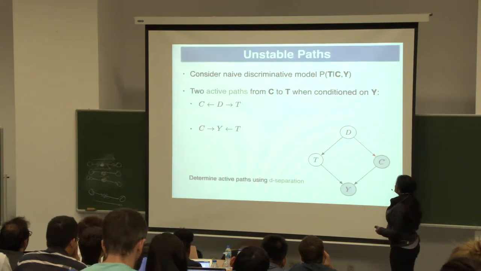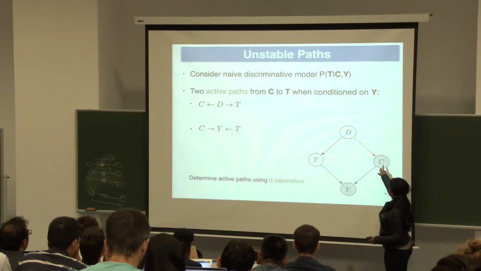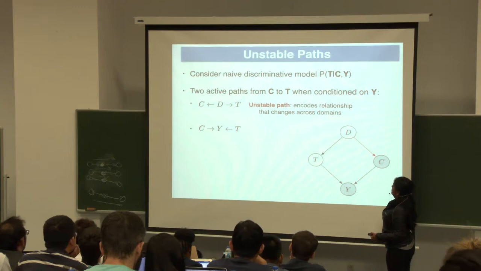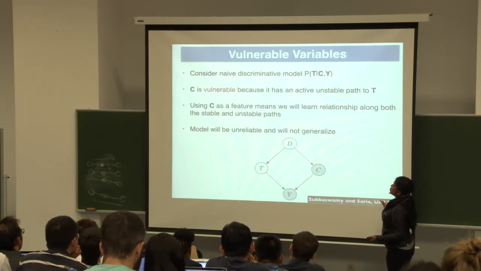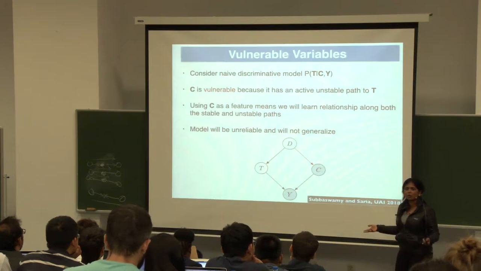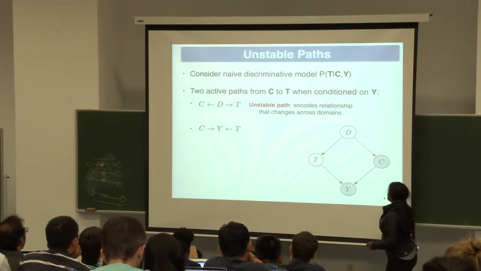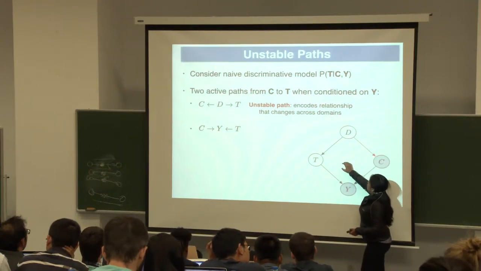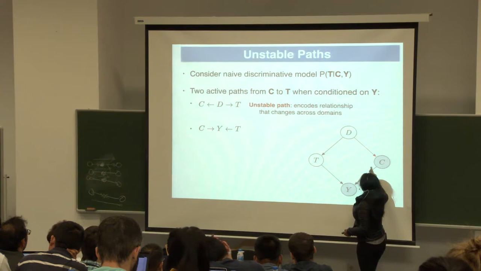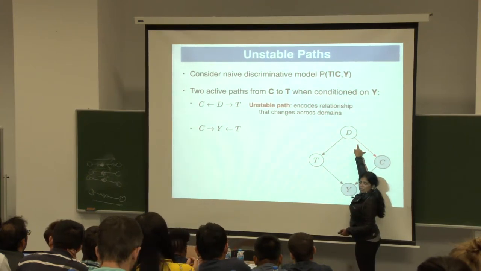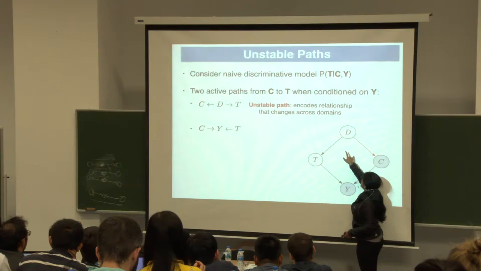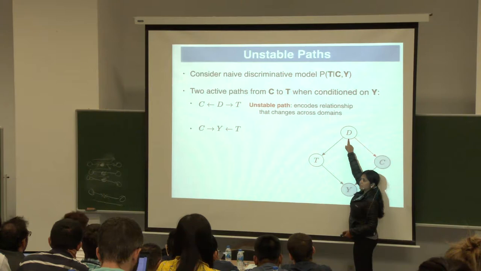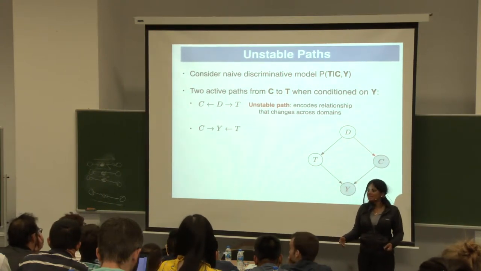So the main key idea here is that now you know how to think about this. You can write out a graph, and you can write out these paths, and so there are two active paths from C to T. One is stable, the other is not. The unstable path includes relationships that change, and the question is, can I learn only something that's stable? How do I do that if D is not observed? If D was observed, you could just condition on all three and you're fine, because it will learn this, and this, but it won't learn this. So if C, D, and Y are all observed, this edge will never get learned, because this path is blocked because of D. So you're still okay. Yes?